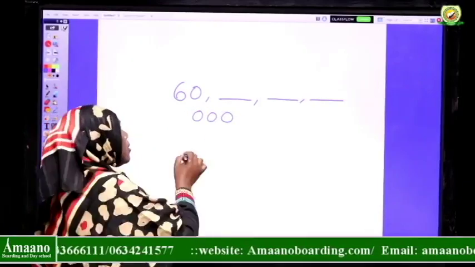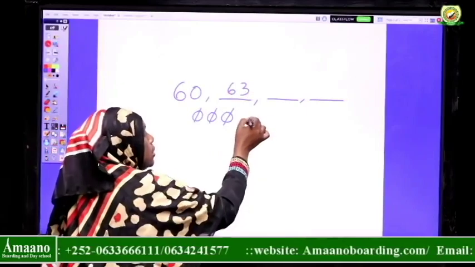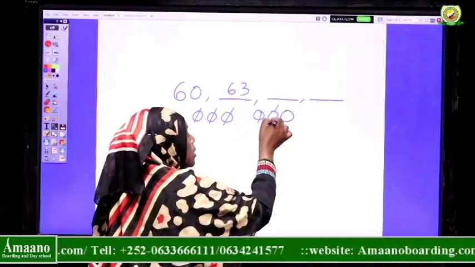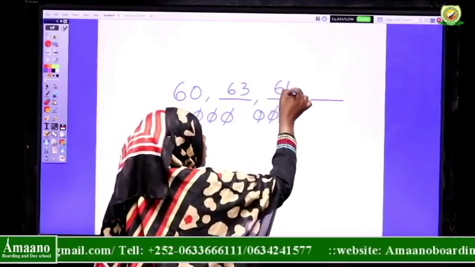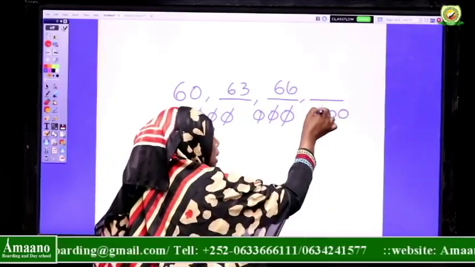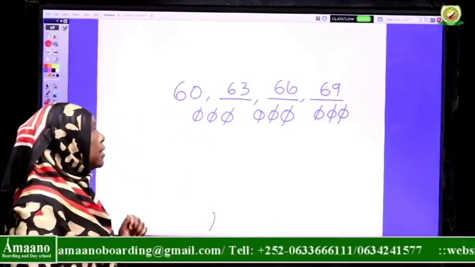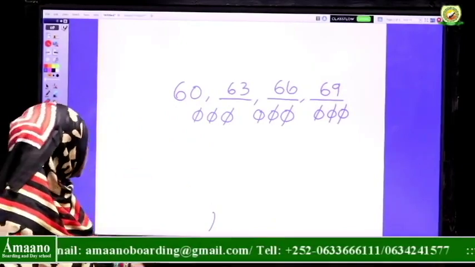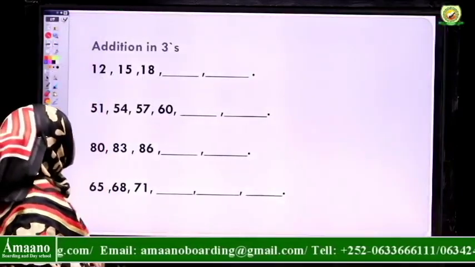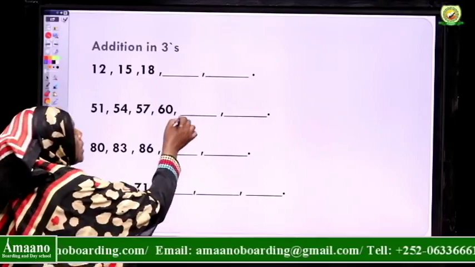So we continue counting. It's going to be 61, 62, 63. Then for us to continue, add 3 balls, and then it will be 63 here, 64, 65, 66. And then we have 66 there. We add 3 balls. It will be 67, 68, 69. So our new answers are 63, 66, 69.